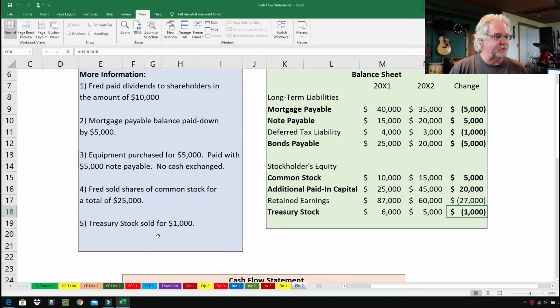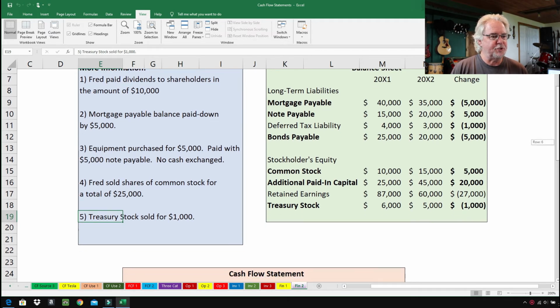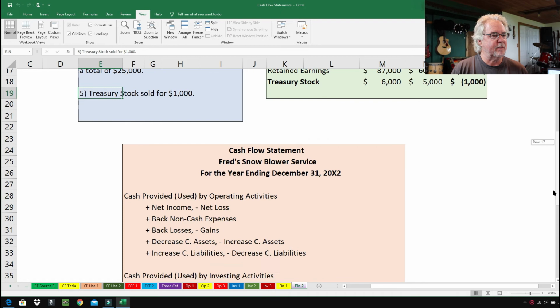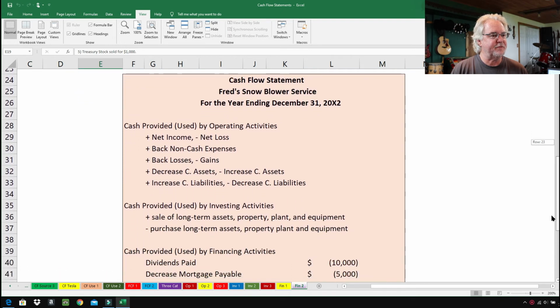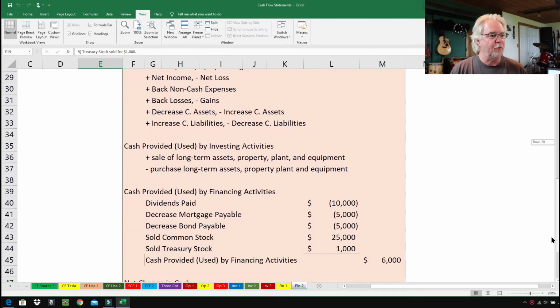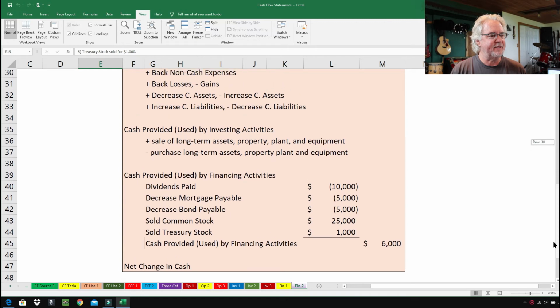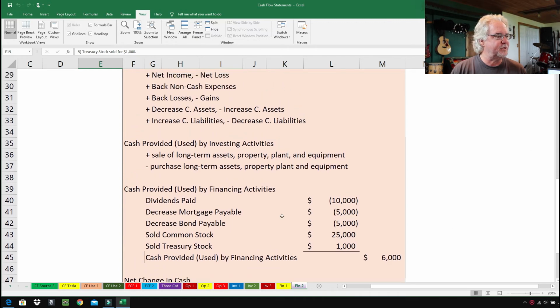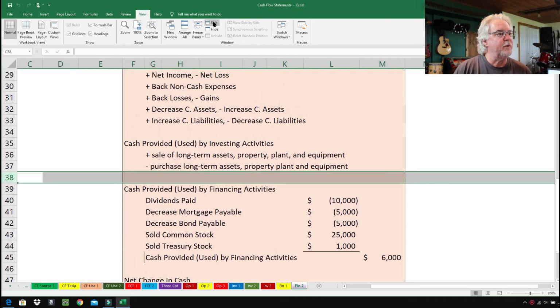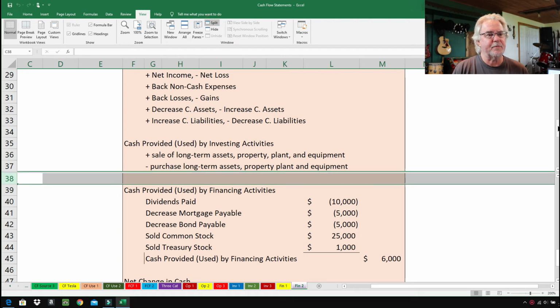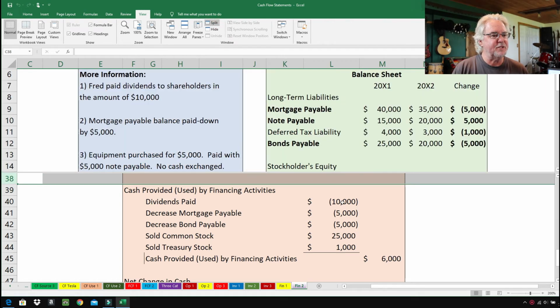Now, so let's look at the notes. So note number 5, treasury stock was sold for $1,000. So this is going to go in the cash flow statement in the financing section. So let's go down to the cash flow statement. And the cash flow statement's got 3 sections. We are going to look at financing activities, and I'm going to split the screen so we can see what is going on here. Dividends paid, $10,000 right here.